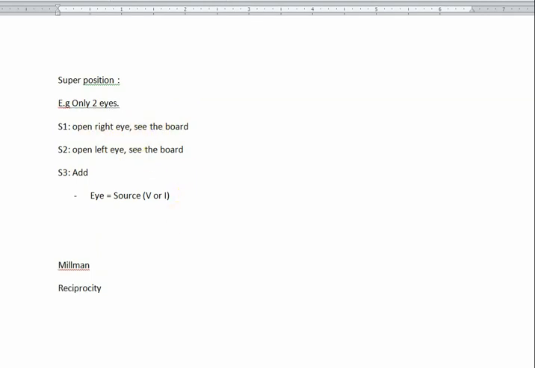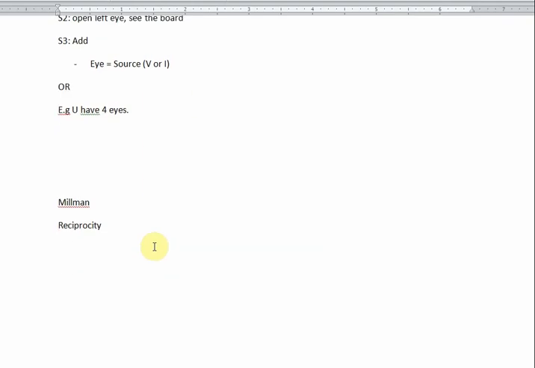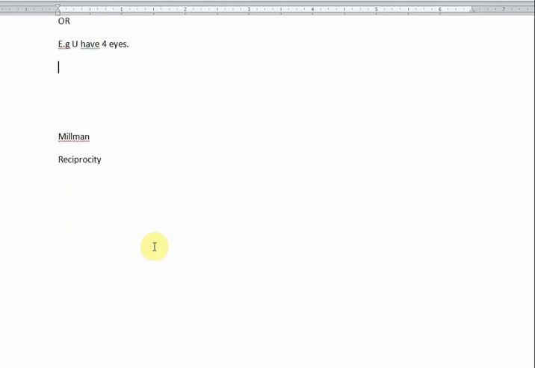Let's solve one more example. Here you have four eyes. Just assume you have four eyes. Step one: open I1 and see on the board.